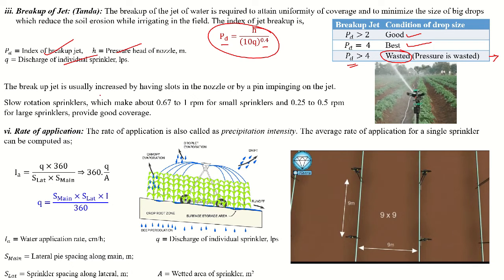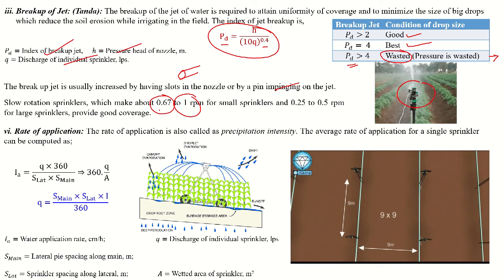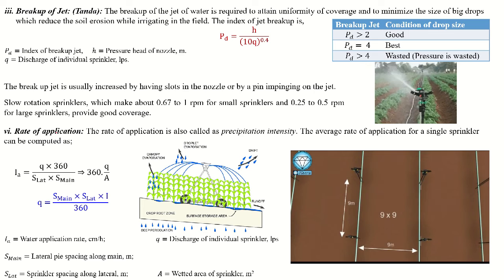The breakup jet is usually increased by having a slot in the nozzle. So that is nothing but the diameter of your nozzle. Okay, by a pin impinging on the jet, the slow rotating sprinkler makes 0.67 to 1 rpm. The revolution is 0.67 to 1 rpm for a small sprinkler and 0.25 to 0.5 rpm for a large sprinkler, providing good coverage. Next one is the rate of application.